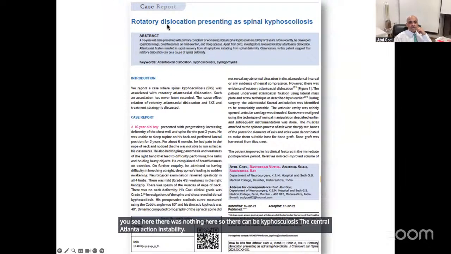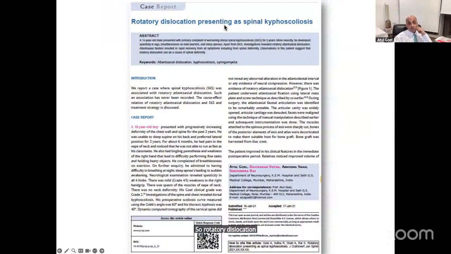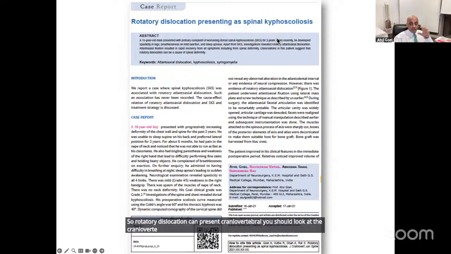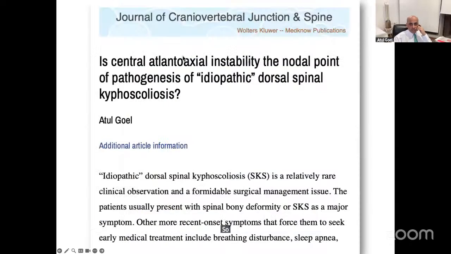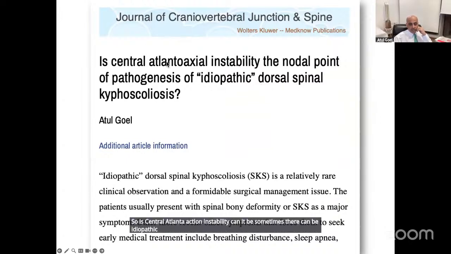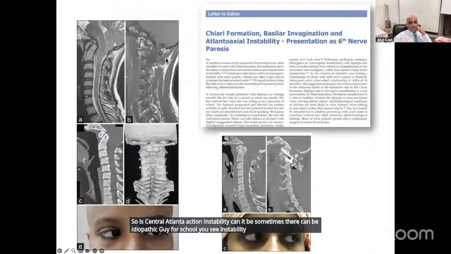So rotatory dislocation can present with craniovertebral problems. You should look at the craniovertebral junction in this age group in particular. So is central atlantoaxial instability, sometimes there can be idiopathic kyphoscoliosis. Instability can be the problem.